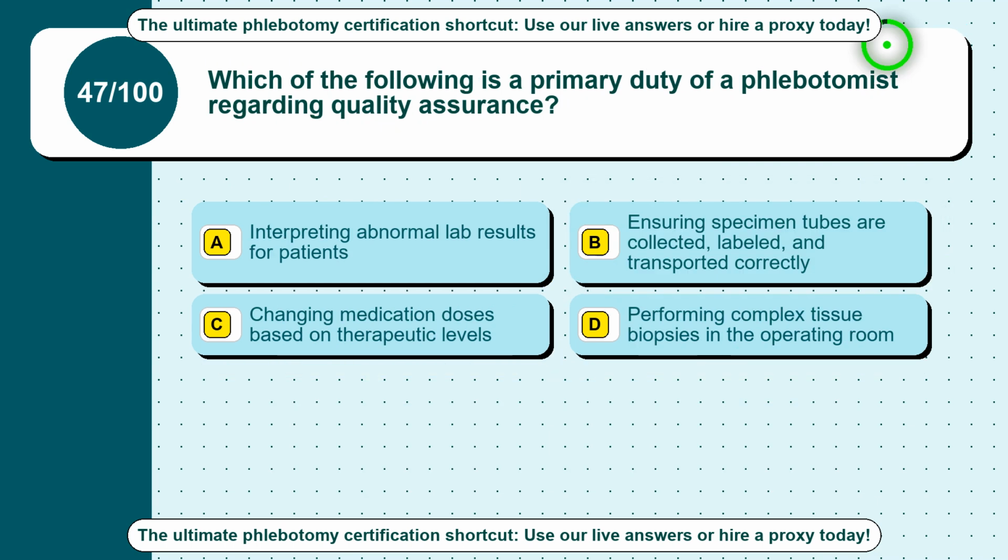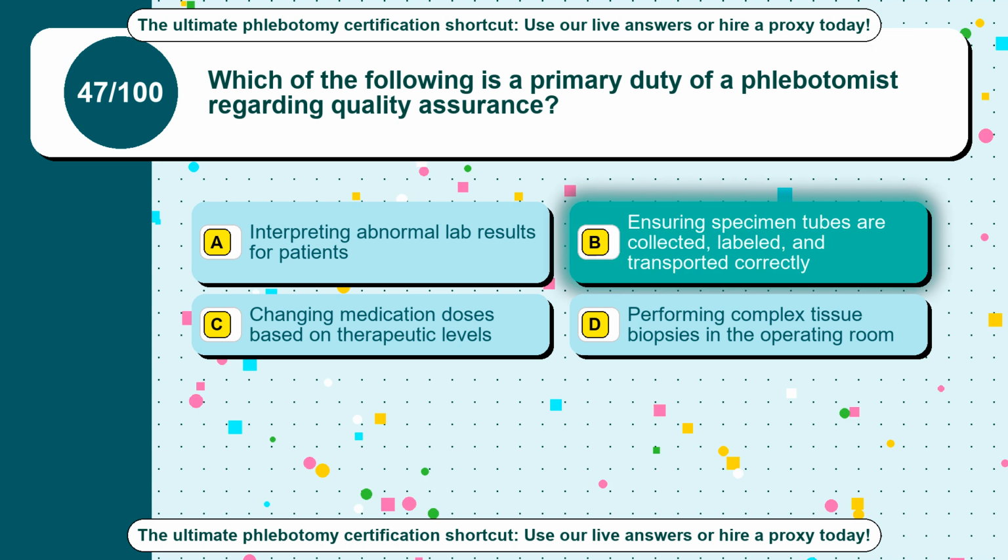Question 47. Which of the following is a primary duty of a phlebotomist regarding quality assurance? Option A. Interpreting abnormal lab results for patients. Option B. Ensuring specimen tubes are collected, labeled, and transported correctly. Option C. Changing medication doses based on therapeutic levels. Option D. Performing complex tissue biopsies in the operating room. The correct answer is option B.